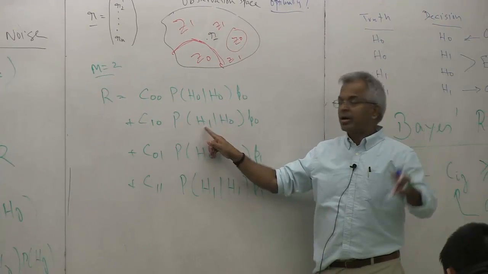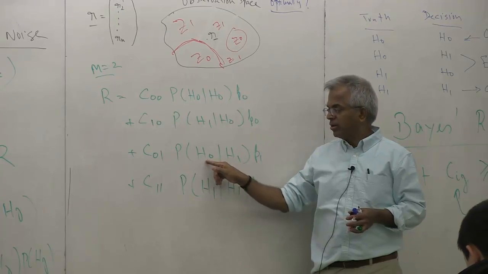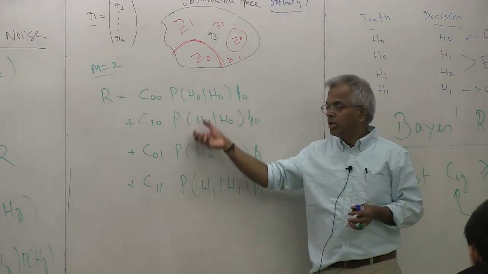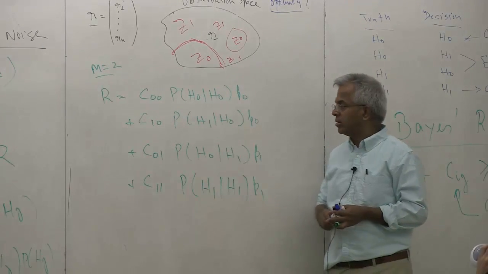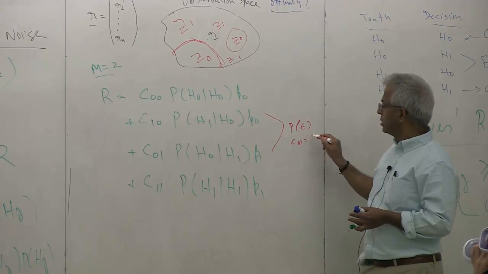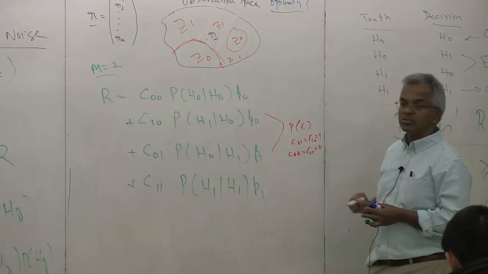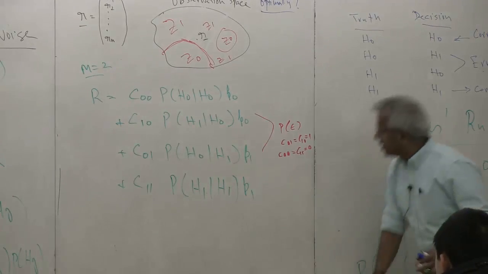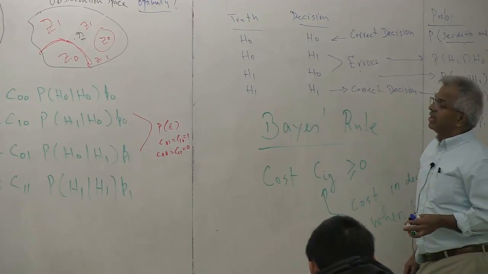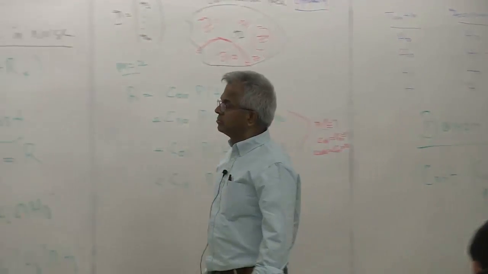Detecting the bit 1 when 0 is true, or detecting the bit 0 when 1 is true. Those are the two types of errors, and you want to minimize the total probability of error. So this represents the probability of error, if you put C01 and C10 to be 1 and the others to be 0. So you can already see that Bayes' rule is a good one. It's nothing too fancy, because this is actually what we do in communication as a special case.